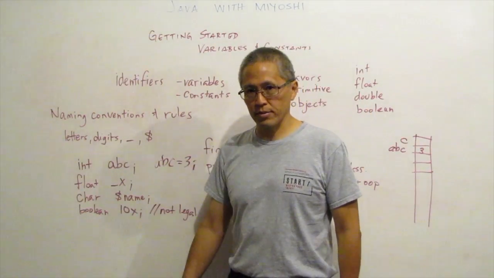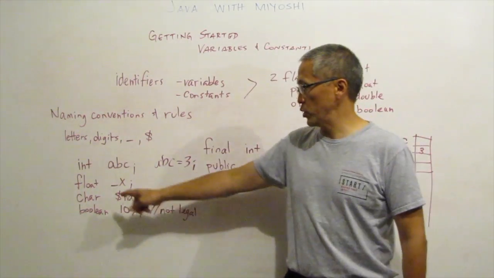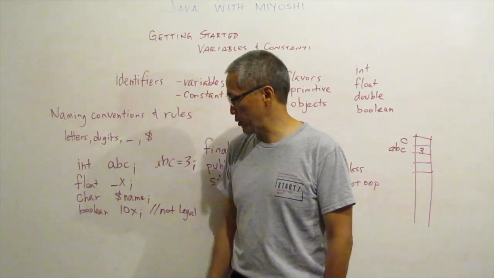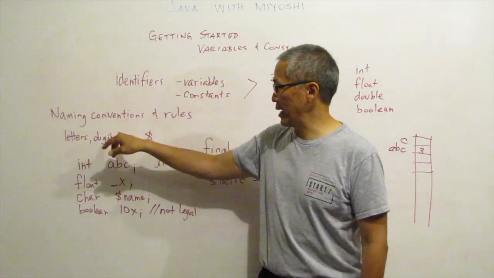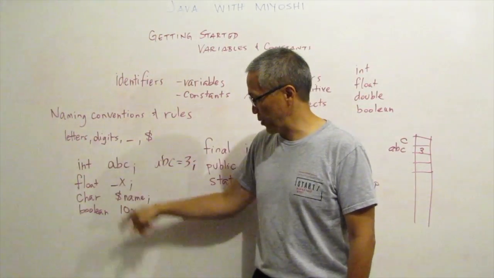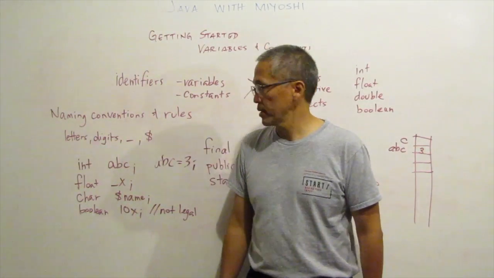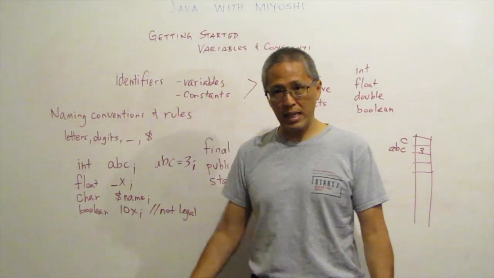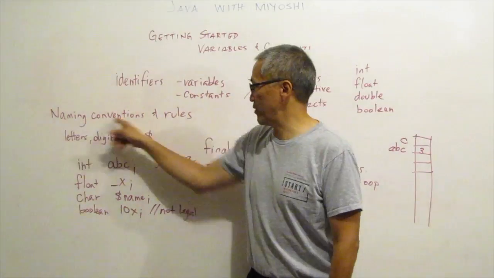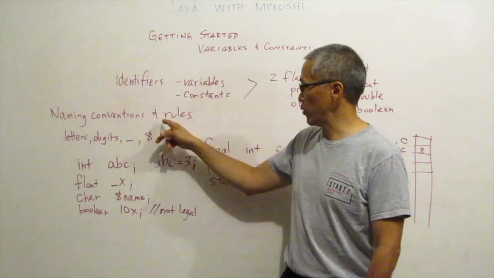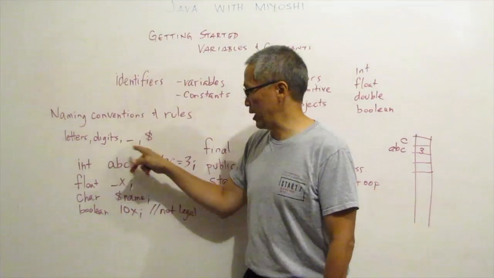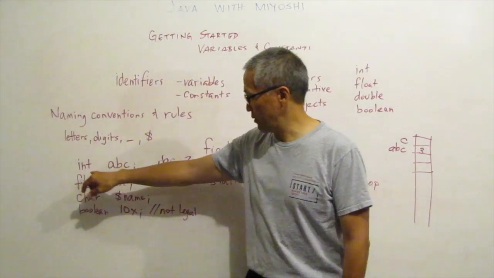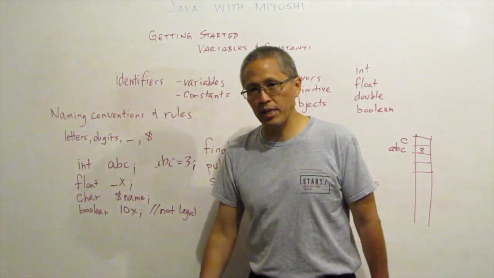Anyway, when you create variables or constants, you must declare the type. So these are my data types. Int, float, char, boolean, those are my data types. And when I name the variables or constants, I need to make sure I follow the rules. Again, if you don't follow the rules in Java, the computer's going to yell at you and say, hey, you can't do that. So for the naming, there are conventions and rules. The rules say that you can have letters, digits, underscores, or dollar signs in your variable names or constant names. And so int ABC is a perfectly legal thing.